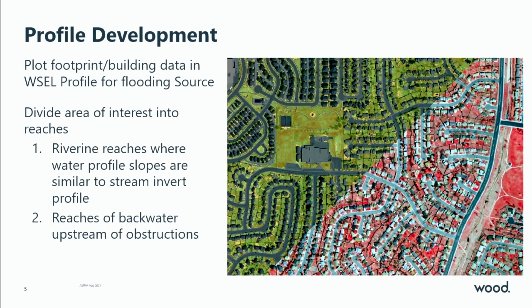And I typically like to divide those out into areas where you have riverine reaches where the water surface elevations are pretty much tracking the stream inverts, because truthfully in those reaches the only way you're going to reduce flooding is either through stream conveyance improvement or with upstream detention by reducing the flows that you're trying to push through that reach.